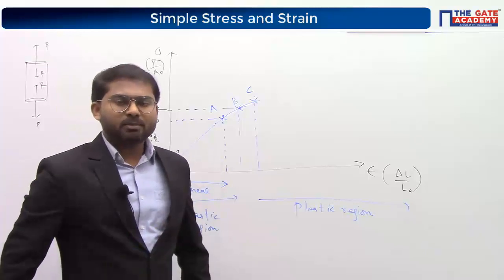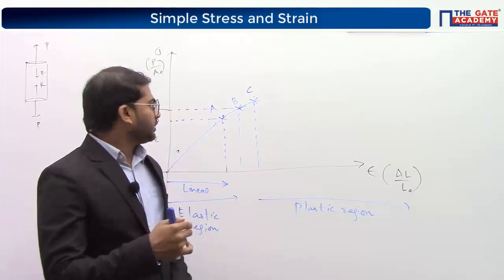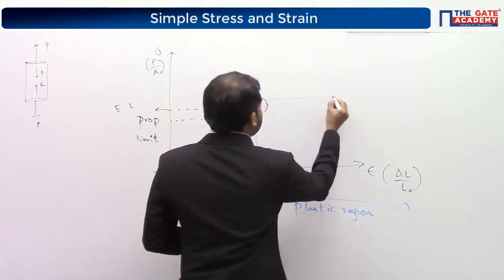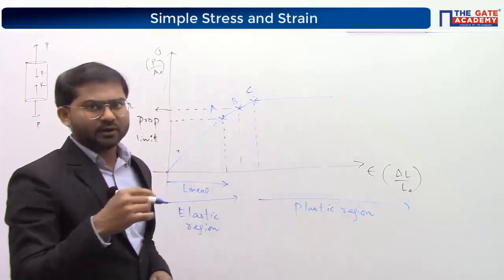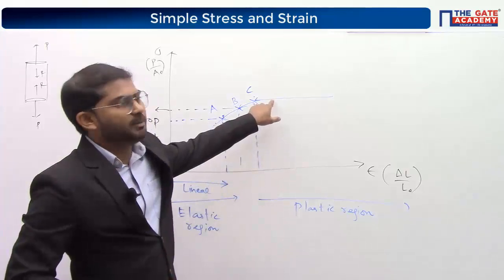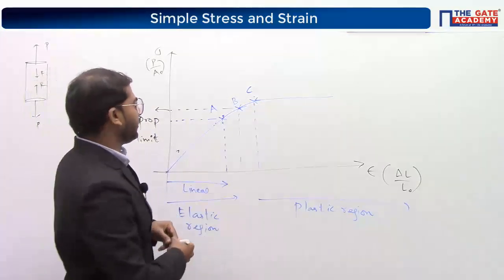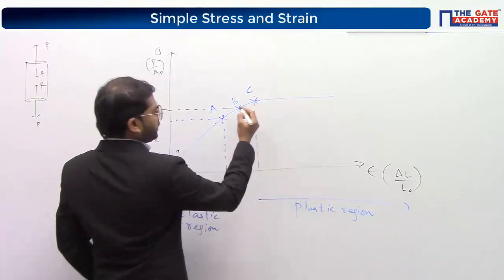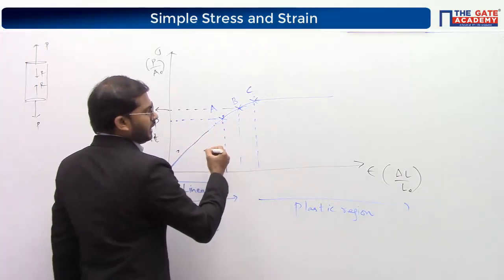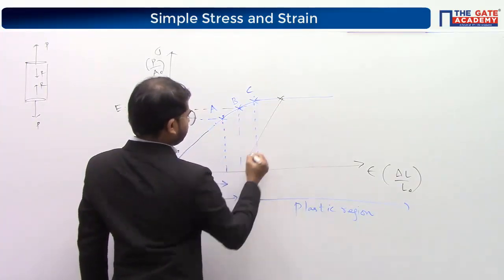If you are applying the load and going beyond point C, you will observe the plastic region starts and the material behaves plastically. If you release the load from any point beyond C, this will take a path like this. Till point B, if you are releasing, it takes the same path and comes back, right? But if you release beyond C, it will take a path like this.